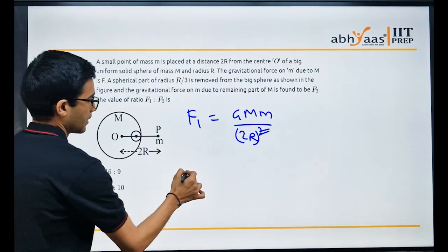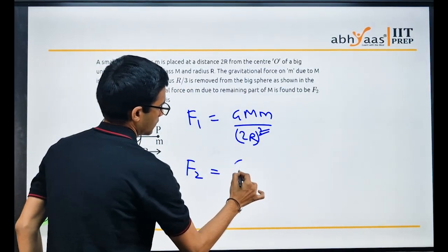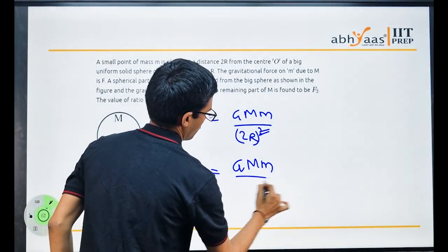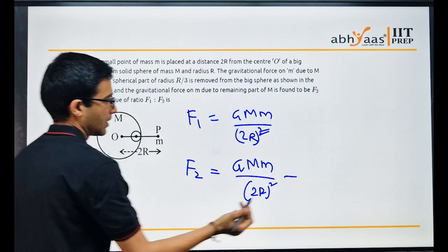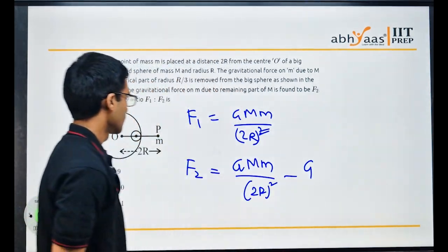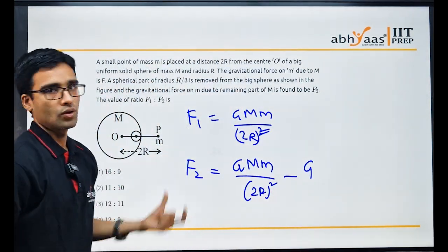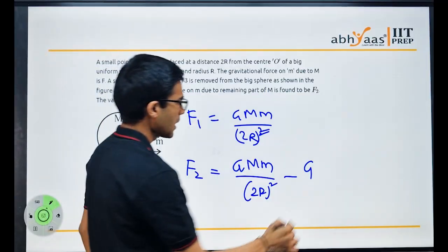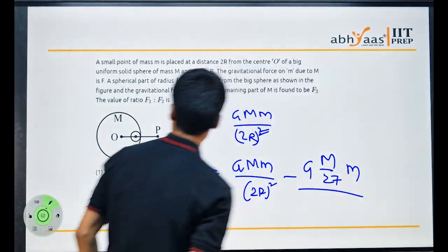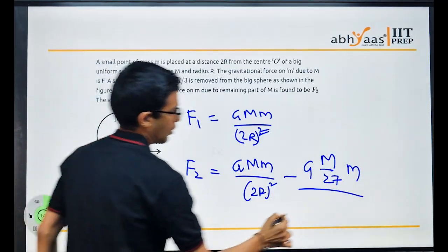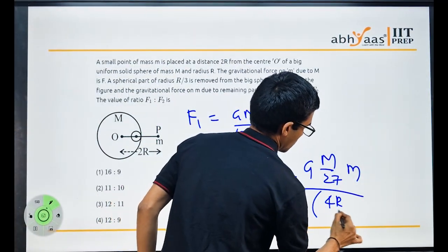Then another one: a small sphere of radius r by 3 is removed from this one. Then F2 is the same thing from that. The smaller one is removed, so the mass that is left is capital M minus M by 27. What is the distance between this one and that one? Now it will be 4r by 3 whole square.